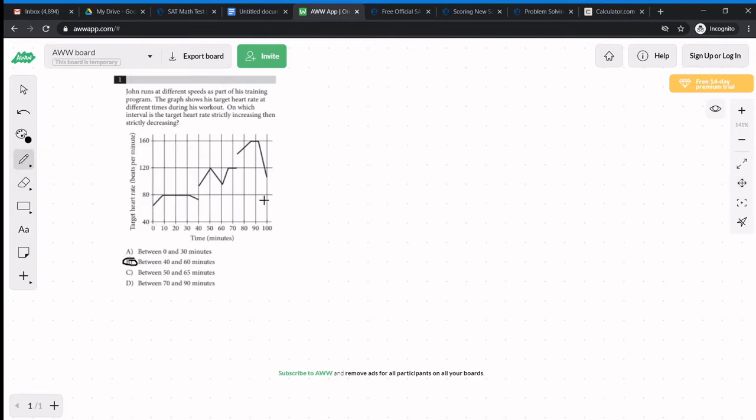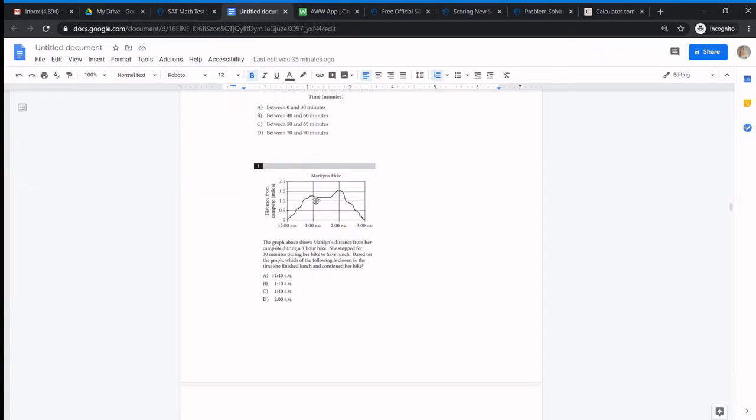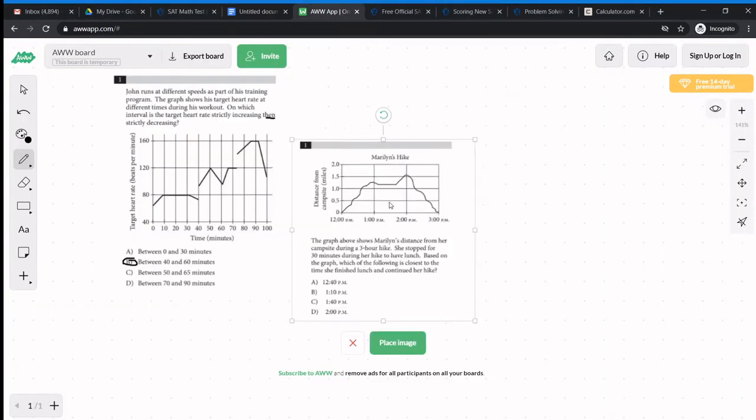Let's just look at the other ones to make sure though. 50 to 60, it decreases first. That's wrong already because it says increasing then decreasing. Decreases then increases, and then 70 to 90 stays kind of the same, then all of a sudden spikes, and then stays the same again, never decreases. So we know it's going to be 40 to 60. So not too bad. Again, it's just looking at a graph and trying to figure out what it's saying.